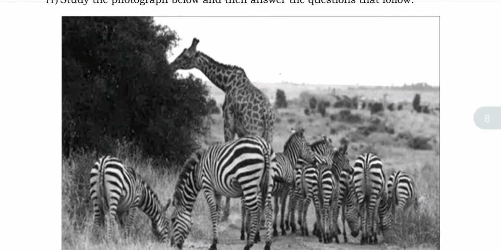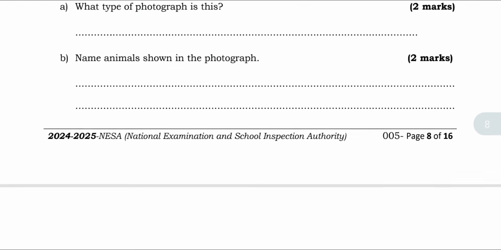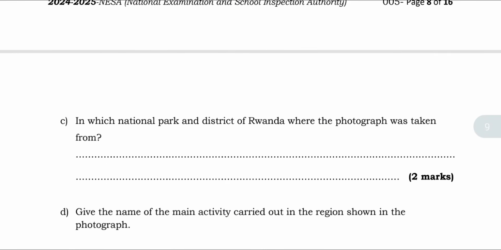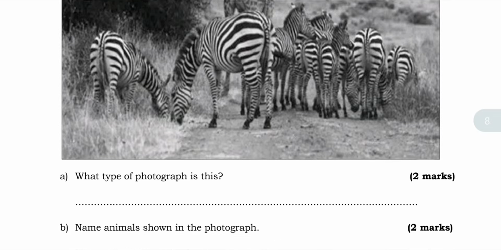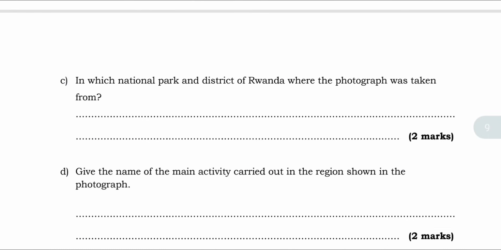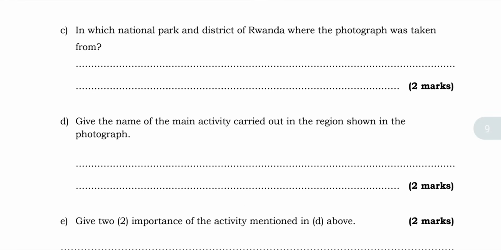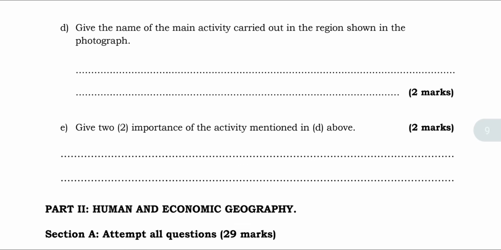As you have seen, the first question is: what type of photography is this? And we have options here, B and C. In which national park and district? We have right here, as you have seen, the National Park of Rwanda where the photograph was taken. D, give the name of the activity carried out in the region shown in the photograph. E, give the importance of the activity mentioned in D above.